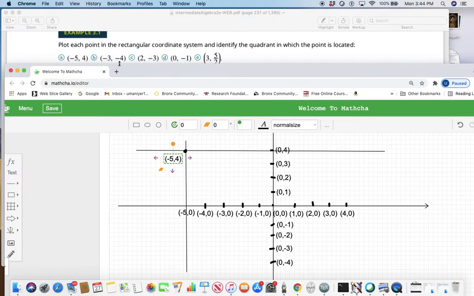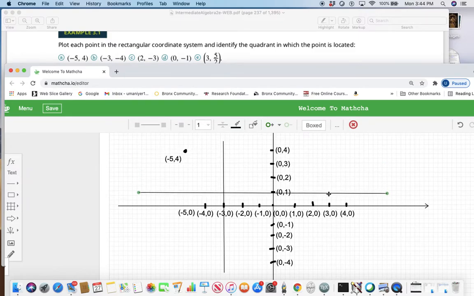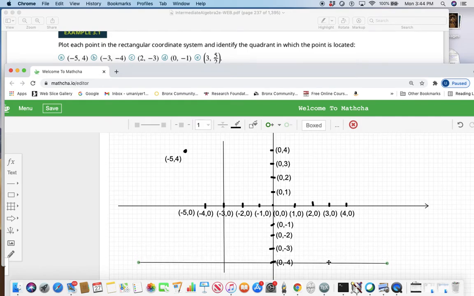Negative 3, negative 4. X coordinate is negative 3. So take your vertical line, move it to negative 3. Y coordinate is negative 4. So take your horizontal line, move it to negative 4. You see where they meet? That is your point, negative 3, negative 4.